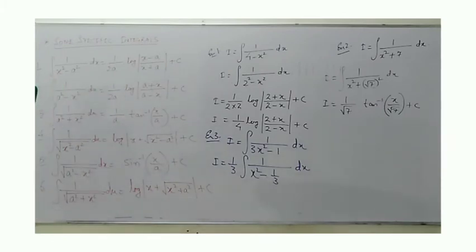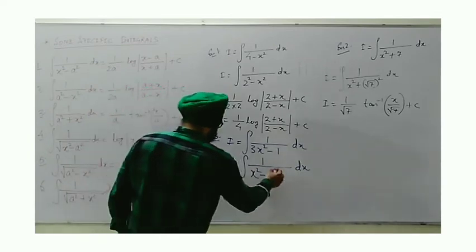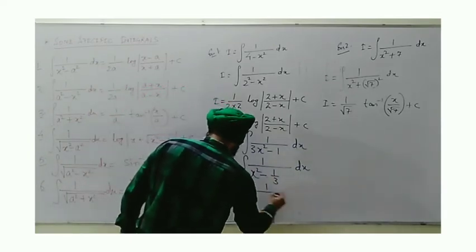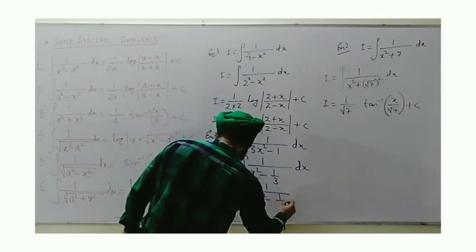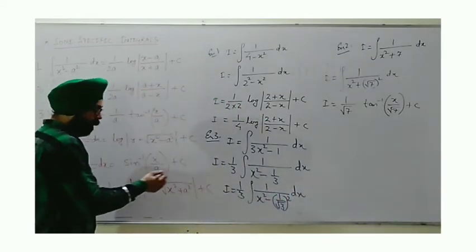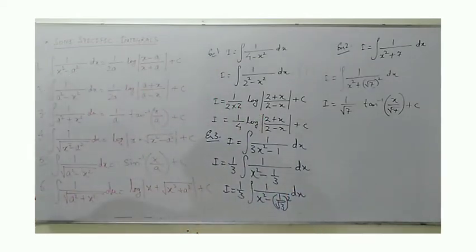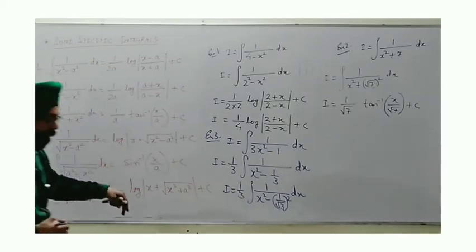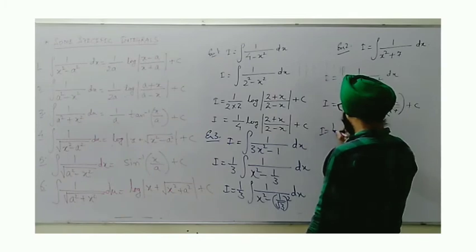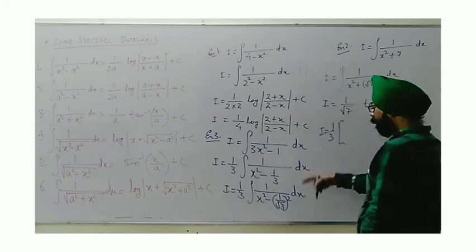To apply the identity, what do we need? We need to write it as a square. 1 by 3 can be written as 1 by root 3 whole square. So 1 upon x square minus 1 by root 3 whole square. This can be compared to x square minus a square, the first one. If I compare, the identity says the integral is 1 upon 3 as it is. Inside you can put the result.